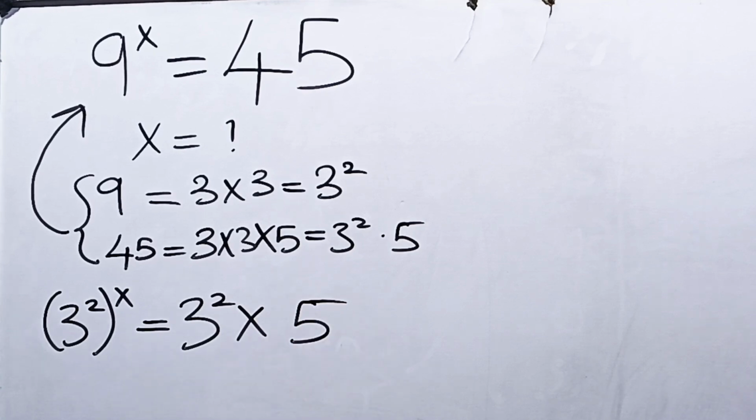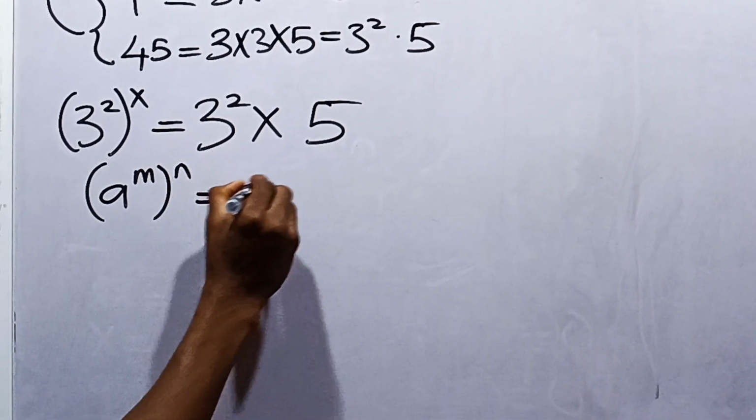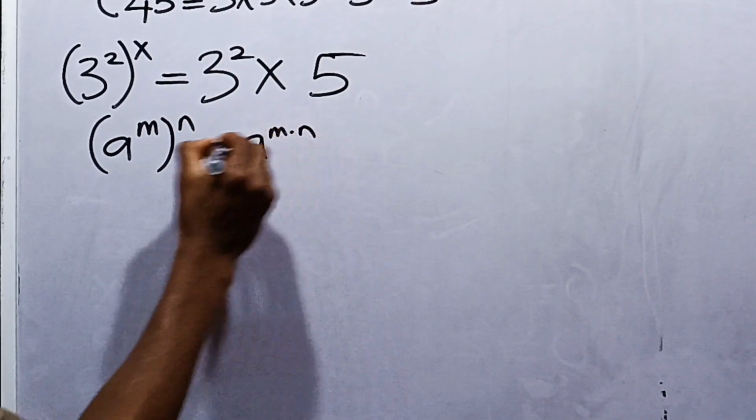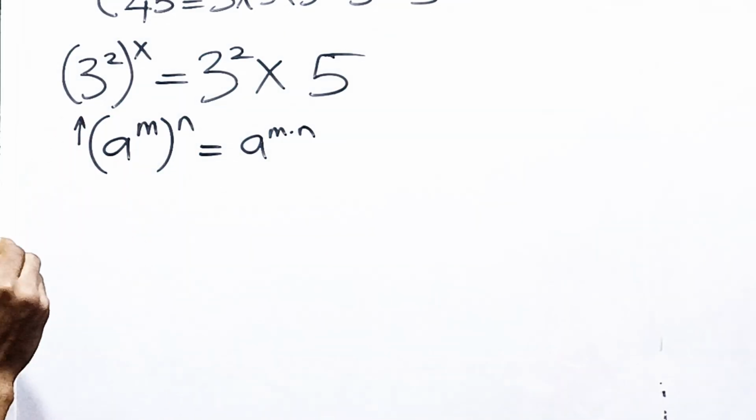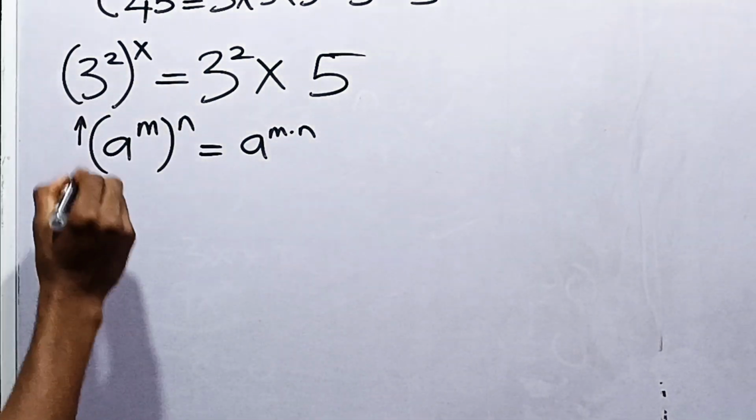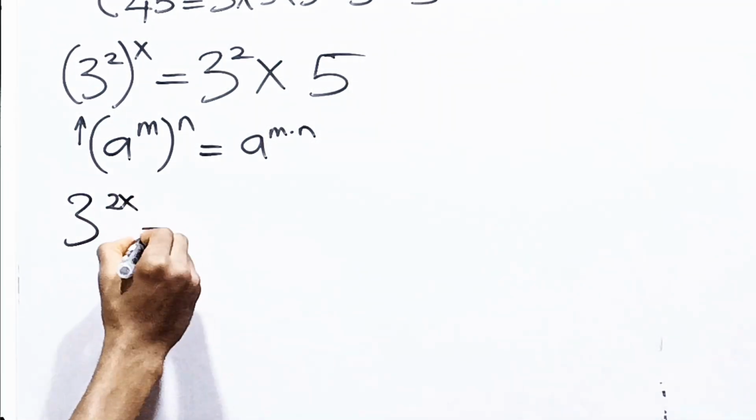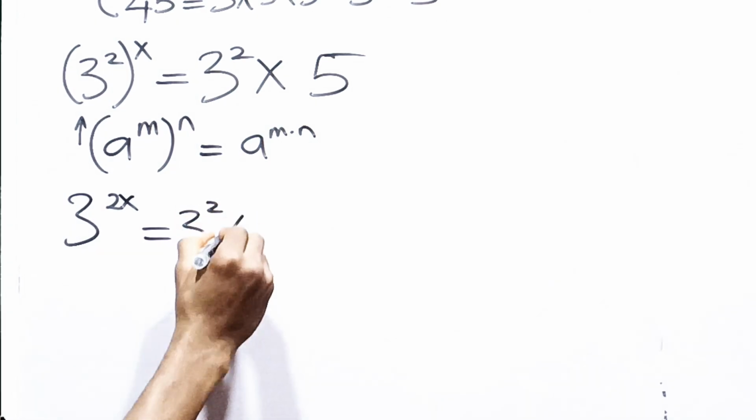Now, what I want to state is this: when you have a to the power of m to the power of n, it's equal to a to the power of m multiplied by n. If we apply this law here, we're going to have that this is now 3 to the power of 2 times x, which is 2x, equal to 3 squared multiplied by 5.